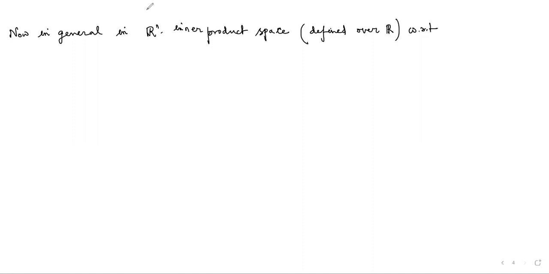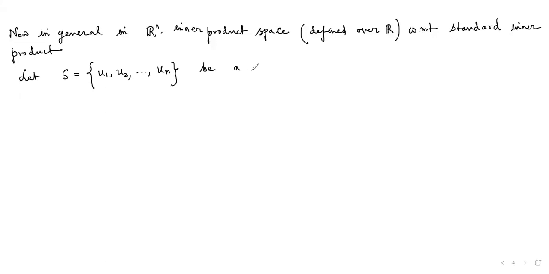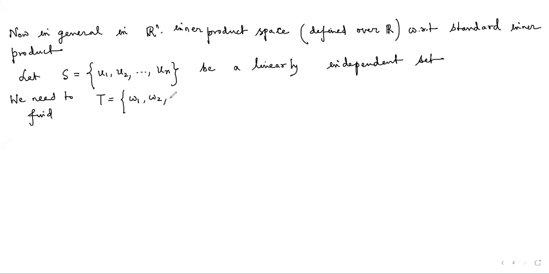Okay, sir. So in general, in Rn inner product space, with respect to the standard inner product, we will start with a set S consisting of n linearly independent vectors, a linearly independent set, and we need to find a set T consisting of W1, W2, ..., Wn, which is orthogonal. And quickly we can write it in the following manner.